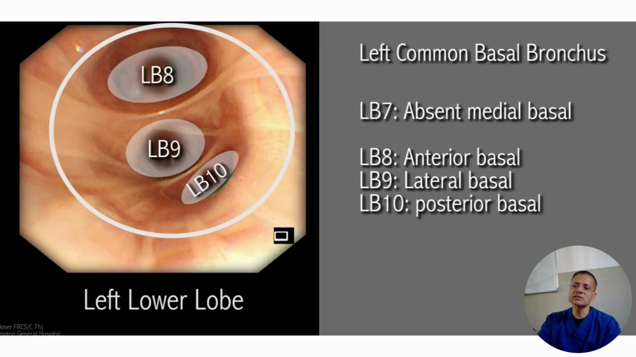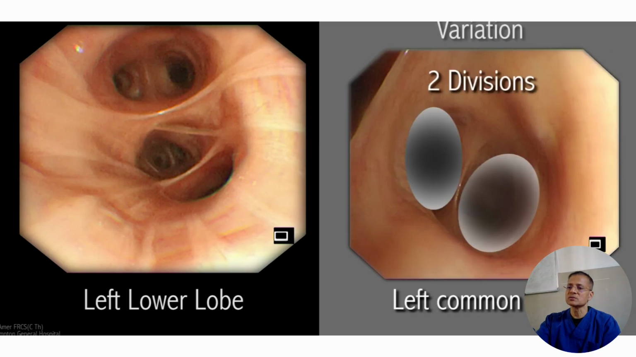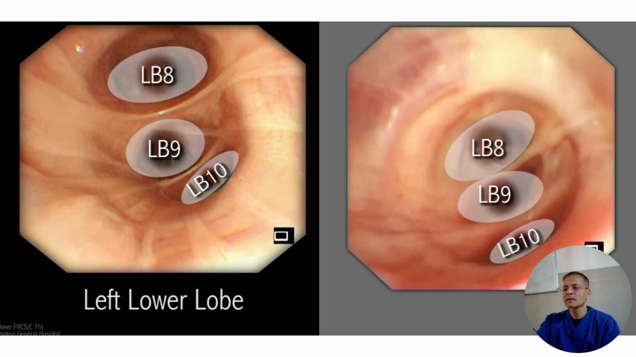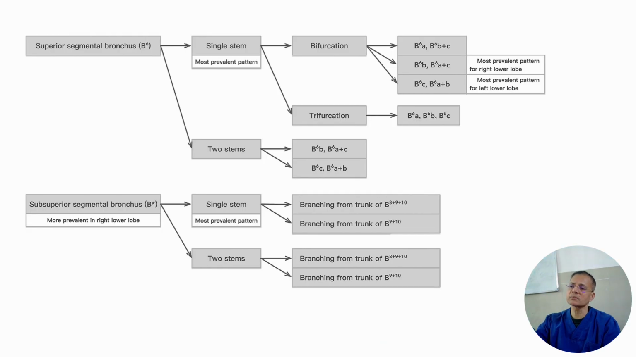Then here again a similar pattern. So the right side numbers are 8, 9, 10. B8 equals anterior basal, B9 equals lateral basal, B10 equals posterior basal. So in this scenario, you get this variation of structures. Again here 8, 9, 10, so there are several variations. Also the most prevalent is the single stream of the lower lobe that bifurcates. So it could be B6, the bifurcation, B6 variation.